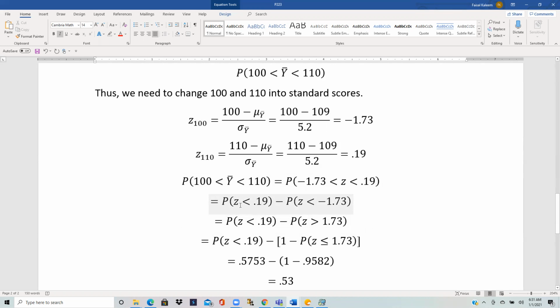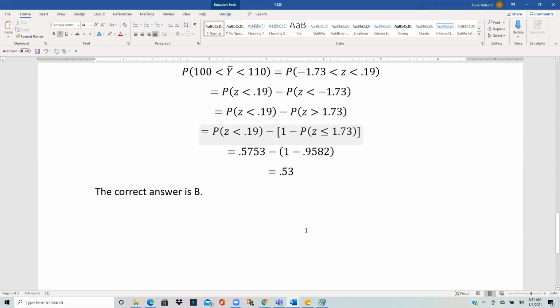This first one can be read from the table, but this one needs to be changed. First, we need to take care of the negative. Z less than negative 1.73, by symmetry, is the same as Z greater than 1.73. Then again, we need to change it into less than in order to use the cumulative table. So Z greater than 1.73 is the same as 1 minus the probability Z less than or equal to 1.73. And now we have everything that we can read from tables.